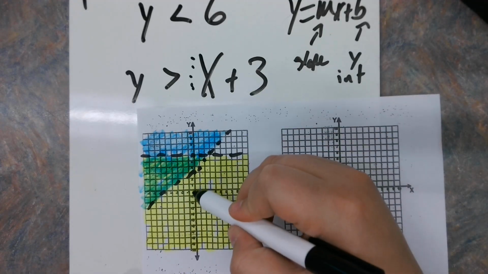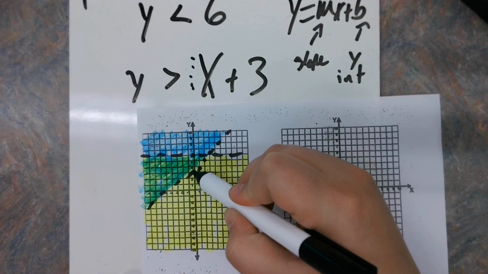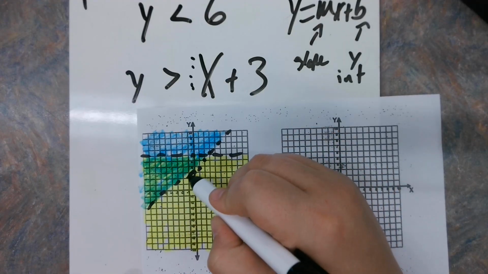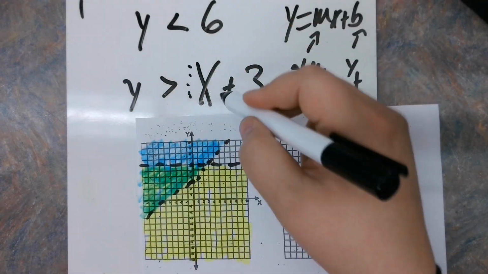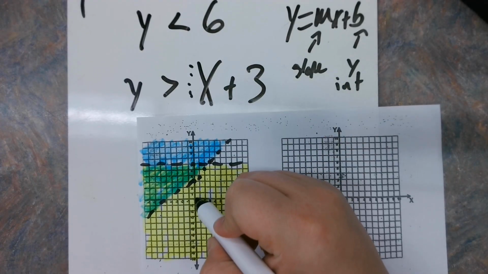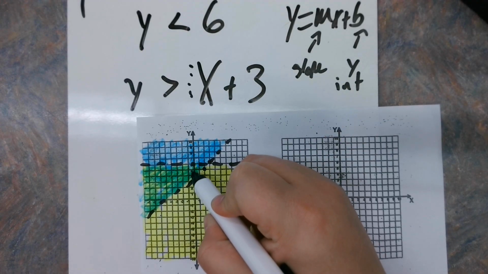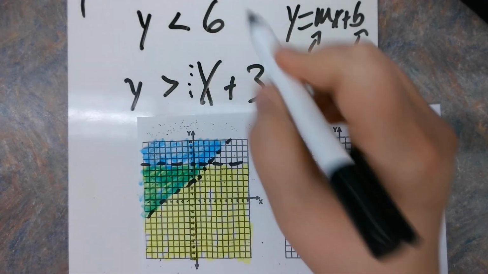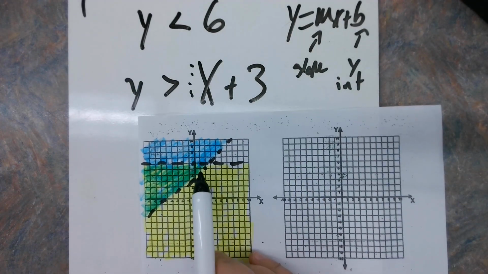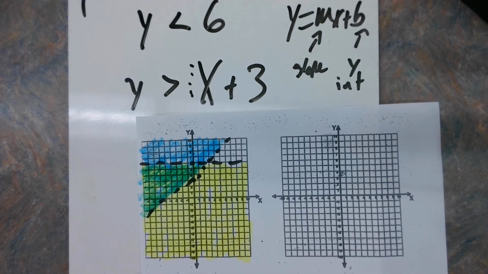So if I were to pull 0, 3, this point right here, it's on my line, and it's a dashed line. So 0, 3, I could not plug it into this inequality and have a solution. It would be wrong. But if I go 0, 4, and I'm in the green area, and I plug those into this inequality, it would be correct. So any point in this green would be a solution.